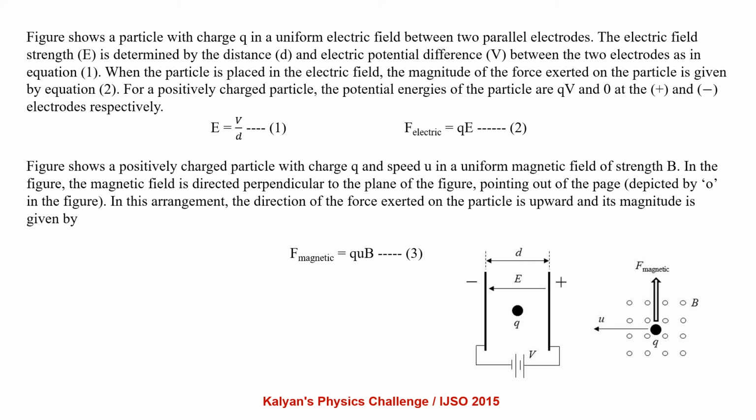Figure shows a positively charged particle with charge q and speed u in a uniform magnetic field of strength B. In the figure, the magnetic field is directed perpendicular to the plane of the figure, pointing out of the page, depicted by O in the figure. In this arrangement, the direction of force exerted on the particle is upward and the magnitude is given by F magnetic equal to quB.